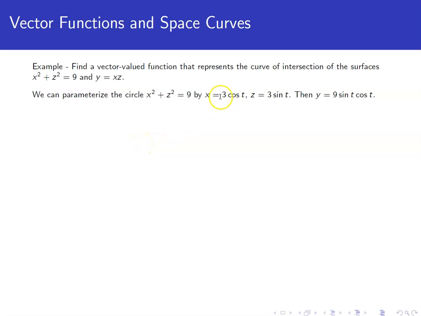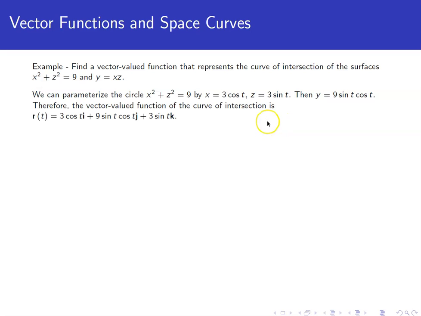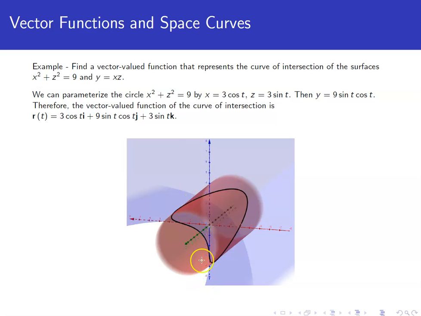Also, if x is 3 cosine t and z is 3 sine t, then y is just the product of those two things, and so we get y equals 9 sine t cosine t. So now we have an x, a y, and a z component for the curve of intersection. So we can write the vector-valued function as r of t equals 3 cosine t times i plus 9 sine t cosine t times j plus 3 sine t times k. And here's a quick sketch of what that looks like. We get this curve going in this fashion.